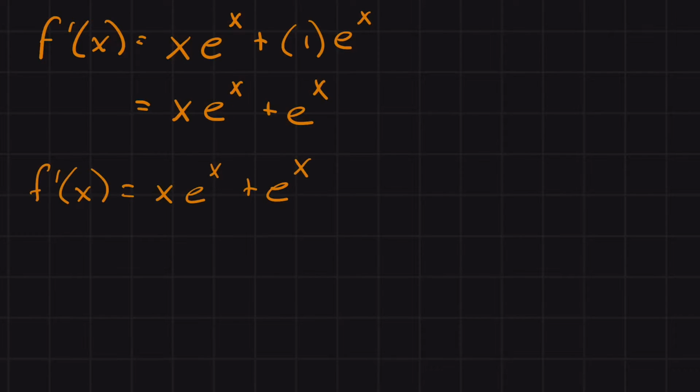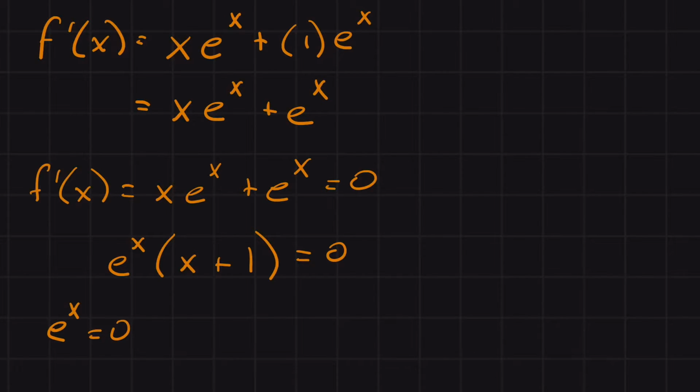First, we need to set f prime of x equal to 0. Now we can take our f prime and set that equal to 0. Let's factor out the common term of e to the x first. That would leave us with x plus 1 inside of the parentheses. Now that we have that factored, we can use the zero product property to set e to the x equal to 0 and also x plus 1 equal to 0.